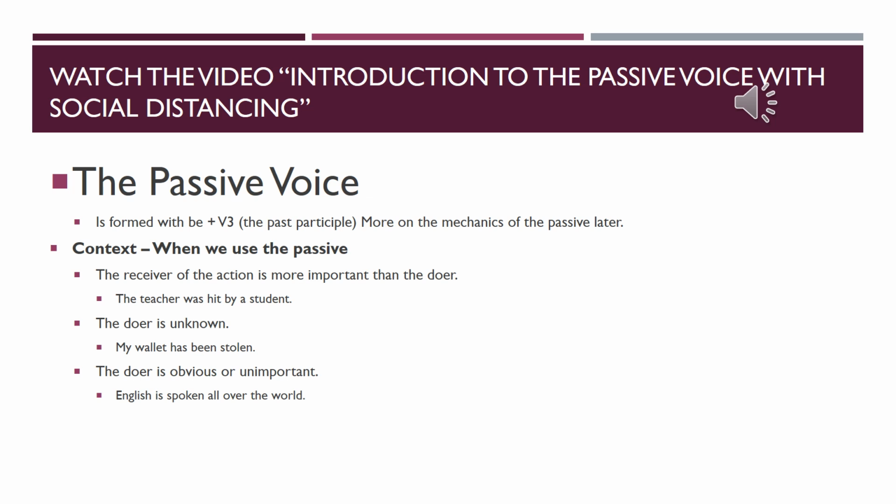Sometimes the doer is obvious or unimportant, right? English is spoken all over the world. I don't have to say it by people. Obviously, people speak English, right? Lucy, my bird, she doesn't speak English. She speaks squeak. My desk, my computer, they don't speak English. People speak English. So the doer is obvious. I don't need to say it.